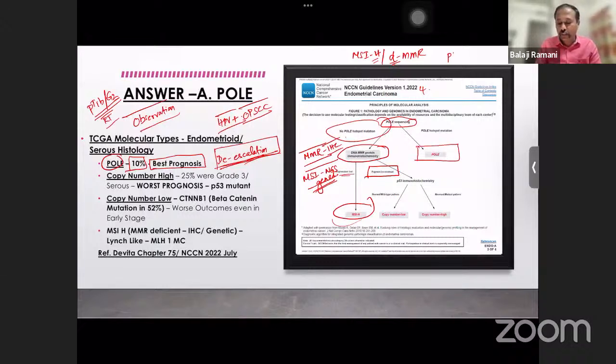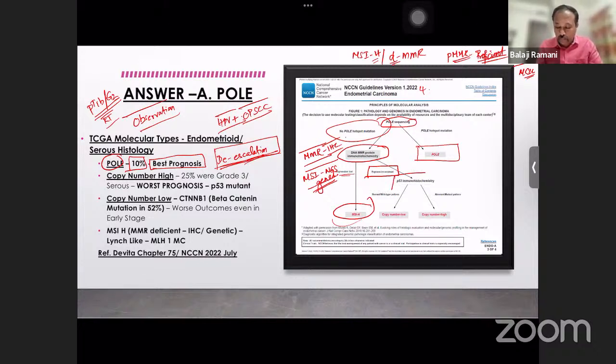When we talk about pMMR or proficient MMR, proficient means it is expressed normally. So when there is a normal expression of the MMR genes, this means it is likely to be microsatellite stable or MSI low. Either of the two types is going to be there. And this in turn makes it a poorer prognosis. MSI high is the best type. MSI low or MS stable is going to be the poorest prognosis overall.